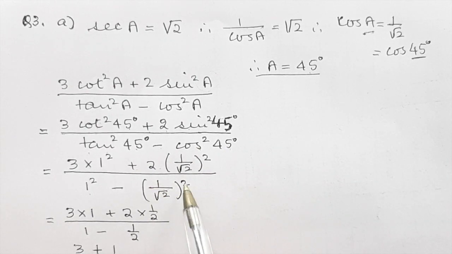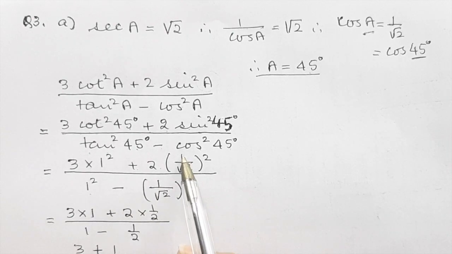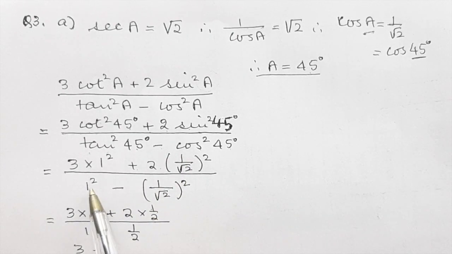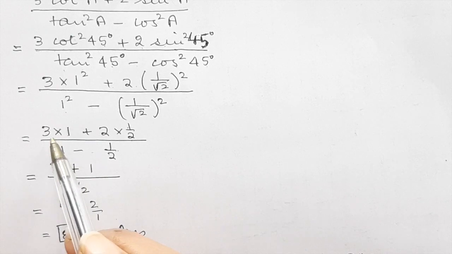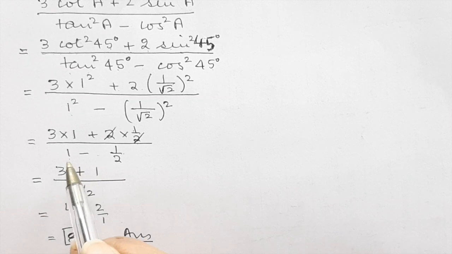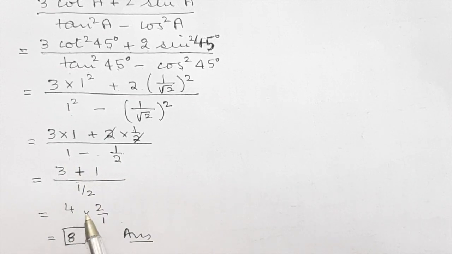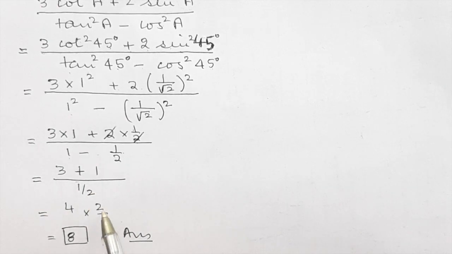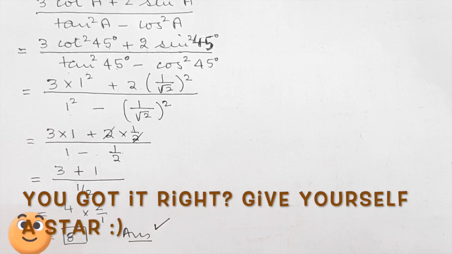Cos square becomes the square of this, and then we have just 3 into 1 plus 2 into the square of this becomes 1 upon 2. This becomes 1 minus this becomes 1 upon 2. So we have 3 plus this 2 gets cancelled. So we have 1 upon 1 minus half is half. So we get it as 4 multiplied by reciprocal of this means 2 upon 1, that is equal to 8, and that is our answer.